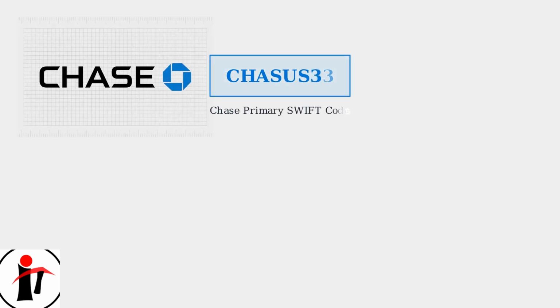efficiently. When making international wire transfers with Chase, you'll use the primary SWIFT code CHASUS33 for most transactions. This code identifies Chase Bank in the global banking network.